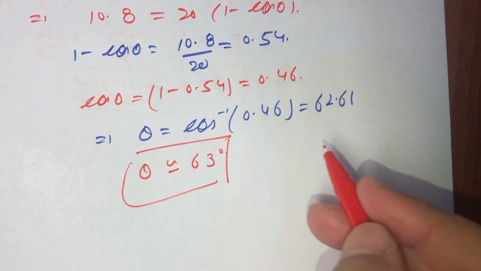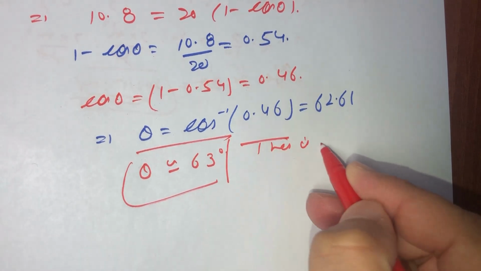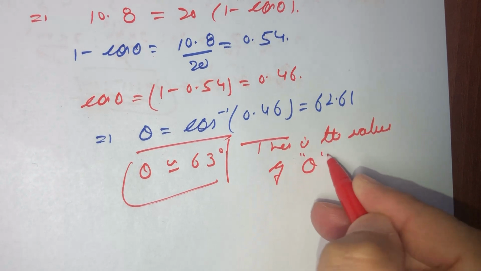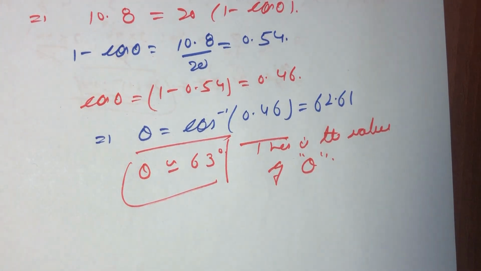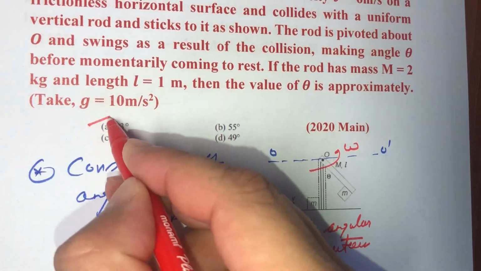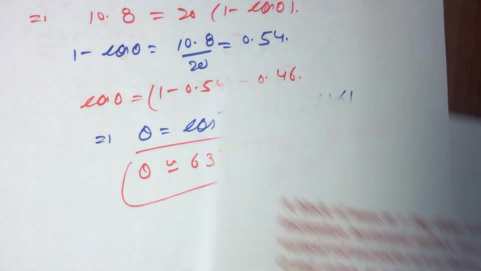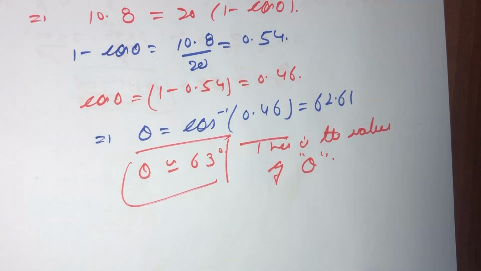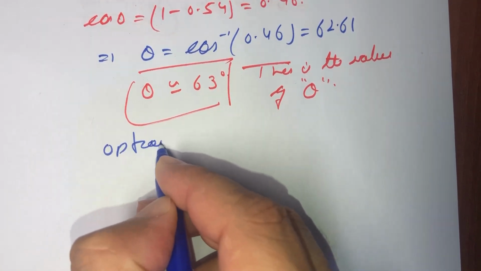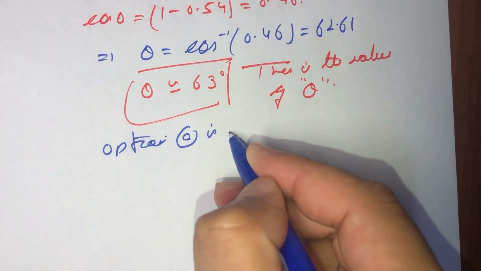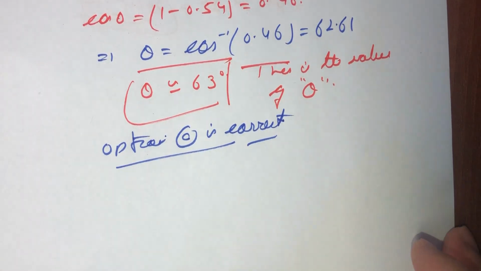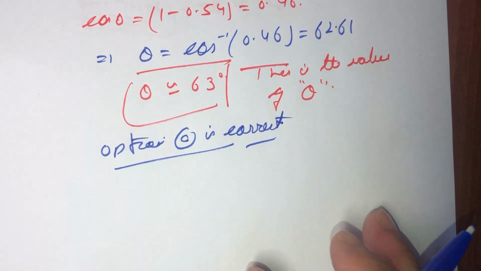So this is the value of theta. Therefore, we check the options available to us. Option A is the correct option. So this completes the question. Thank you.